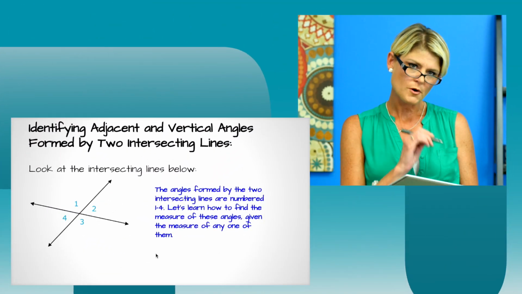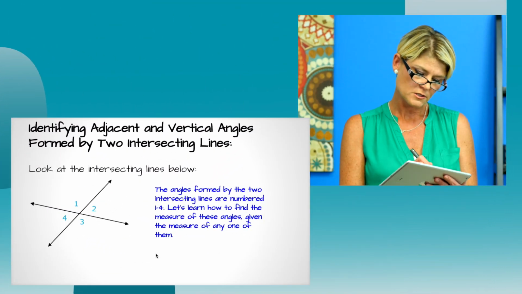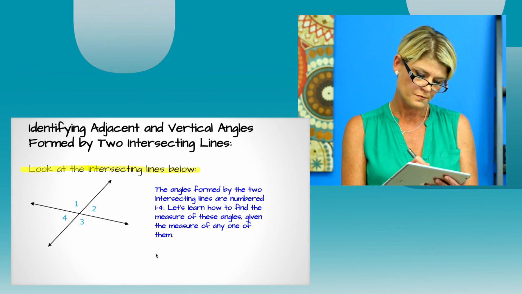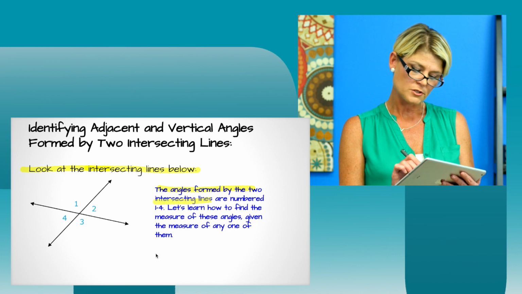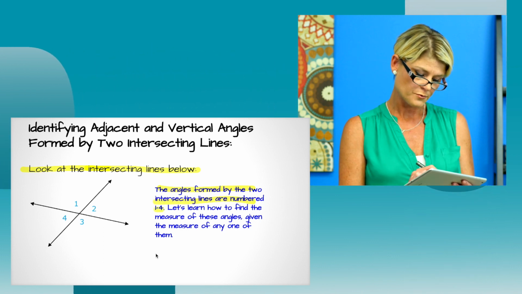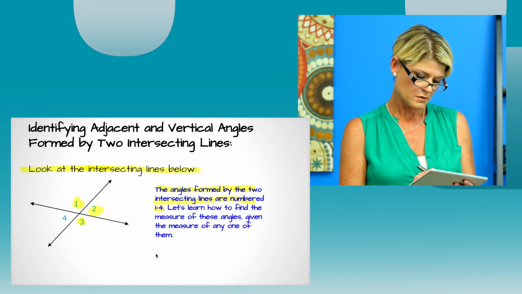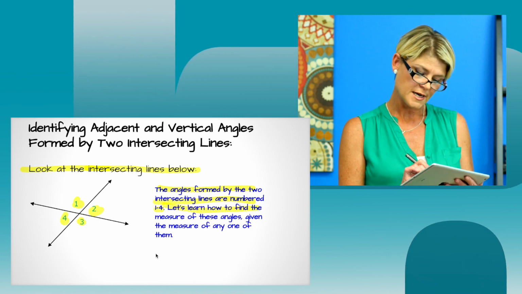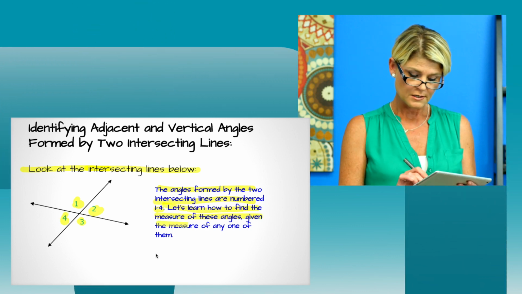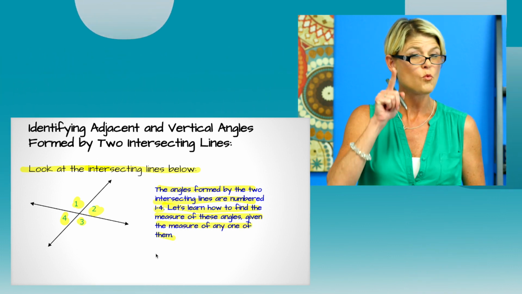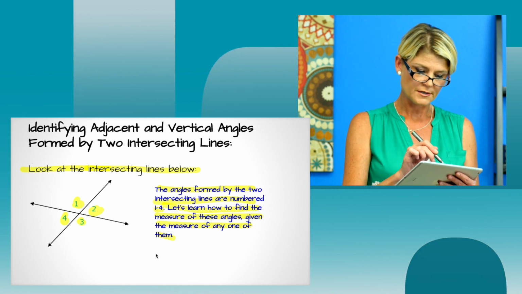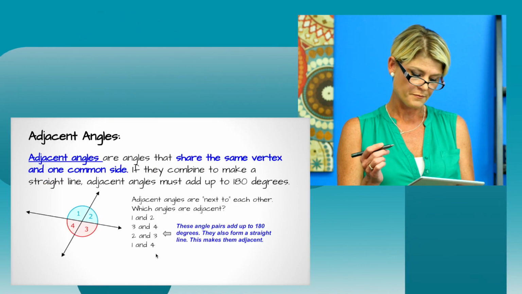Okay, so mostly today we're going to be talking about adjacent and vertical angles. And before we do that, let's take a look at this. It says look at the intersecting lines below. Just take a good look at it. And the note on the side says the angles formed by the two intersecting lines are numbered 1 through 4: 1, 2, 3, and 4. Let's learn how to find the measure of these angles given the measure of any one of them. Yes, it's true. If we just have the measure of one of those angles, we can find out the measure of all of them. Let's see how we do that.